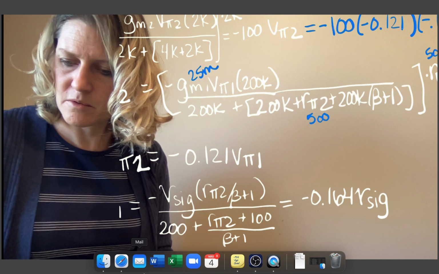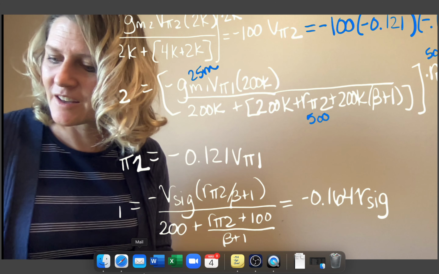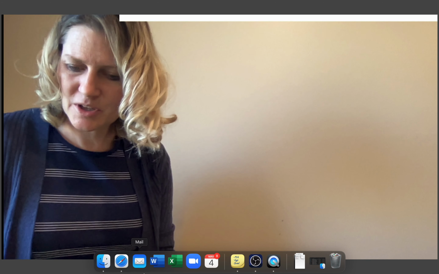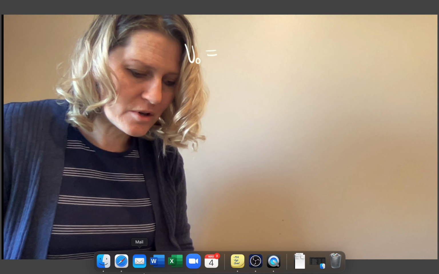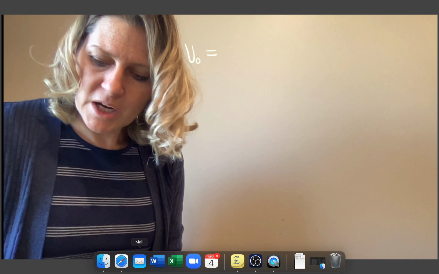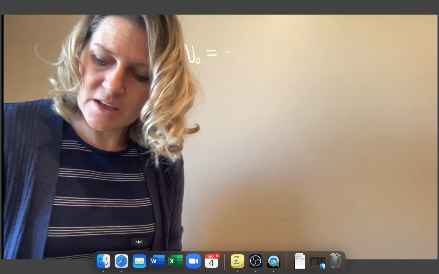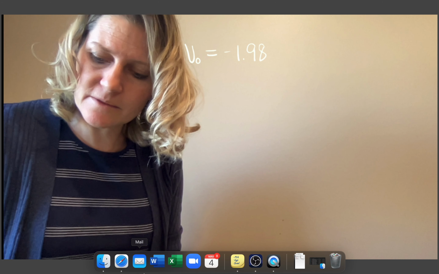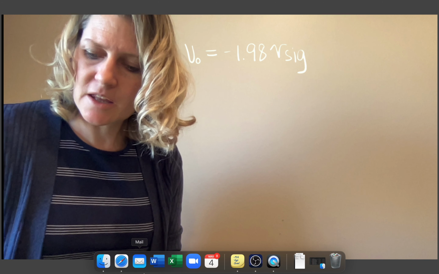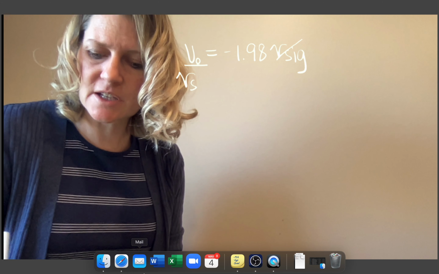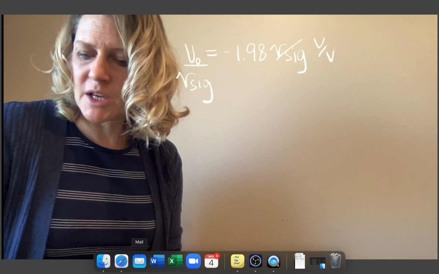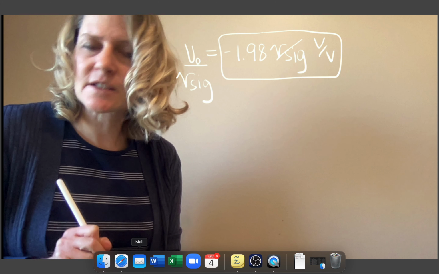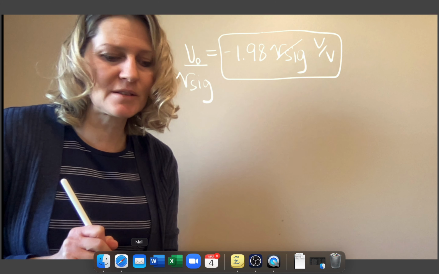So finding a spot to write on, go down here. So V out is equal to the minus, it ends up being 1.98 VSig, and then I can just divide the VSig to get VO over VSig. So that ends up being minus 1.98 volts per volt will be my answer for this one.